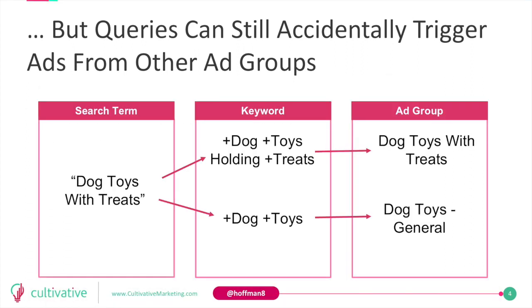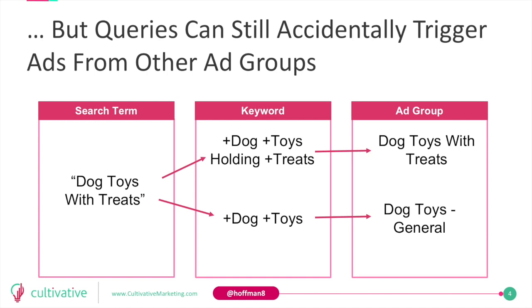Let's say the search term is dog toys with treats. It could match to dog toys holding treats, and it could also match just to simply dog toys in a modified broad match. So then we have this search term that's matching to two different ad groups where one ad is likely way more relevant to the search term versus the other, because the ad group dog toys with treats likely has an ad that is specific to that query, probably specifically includes the term treats in it somewhere, and then it probably takes it to a landing page that has dog toys with treats.